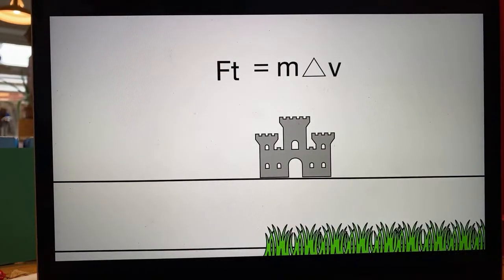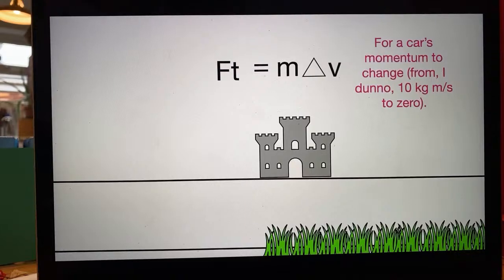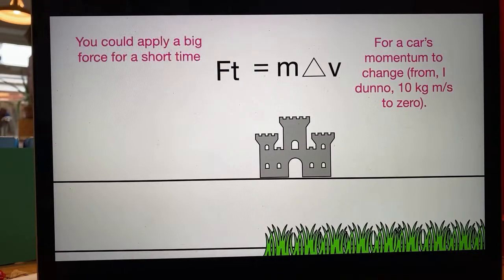So here's the equation. This is what we're looking at. Ft equals mass times change in velocity. This is change in momentum. For a car's momentum to change from, I don't know, let's say the car's momentum is 10 kilogram meters per second, and then it changes to 0. You could apply a big force for a short time.